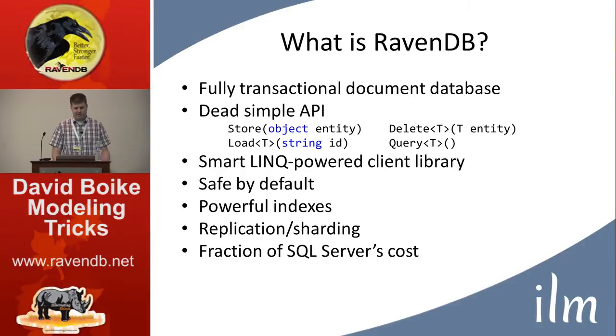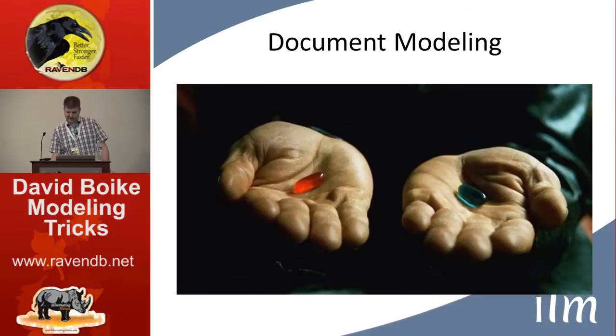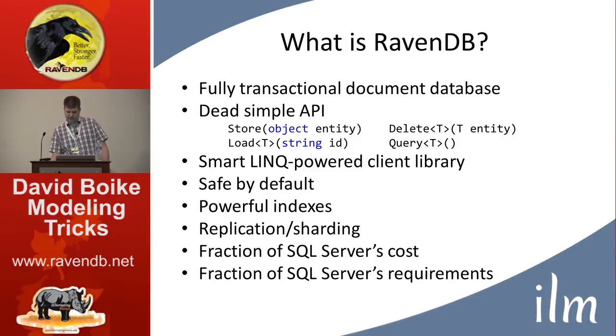So we all know it's fully transactional, API, LINQ, safe by default, powerful indexes, replication, sharding, fraction of SQL Server's cost, and that's one of the things I really like to bring up with business stakeholders. So Raven Enterprise, I think, is $459 per core per year. SQL Server 2012 Enterprise Edition is almost $7,000 per core, almost 15 times as much. I'm not a Microsoft licensing expert, but even then, SQL Server 2012 would have to last you till 2029, and I don't think it will.